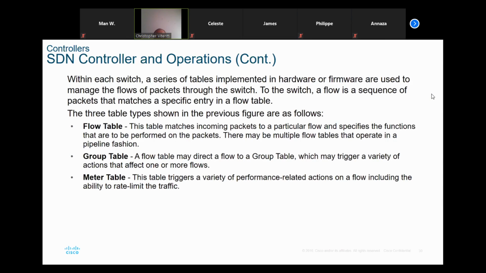A flow table may then direct a flow to a group table, which can then trigger a variety of actions that affect one or more flows. You have a meter table, which triggers a variety of performance-related actions on a flow, including the ability to rate limit the traffic. When all of your switches are acting in unison to move traffic, it reduces congestion because everybody knows, we need to slow this down, or we can speed it up. We can modify window sizes, stuff like that, okay?